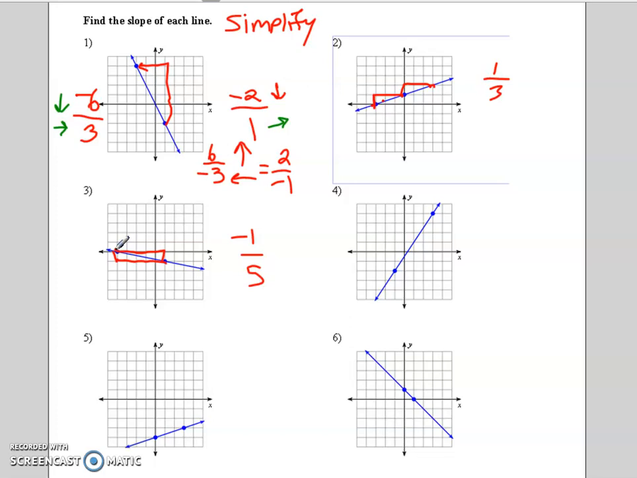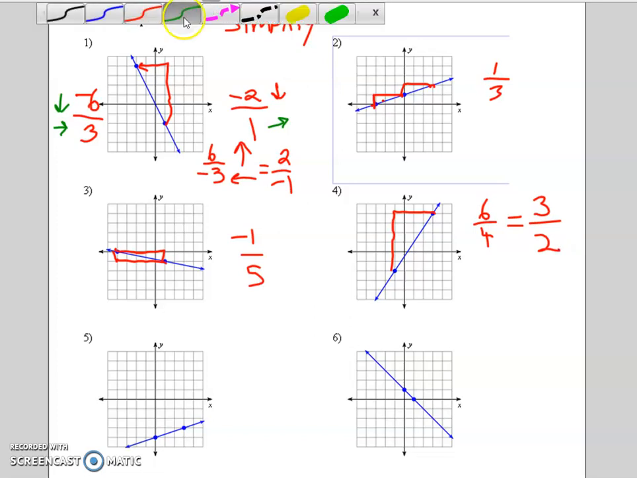And then number 4, we go up 1, 2, 3, 4, 5, 6, and to the right 4. So this has a steepness or slope of 6/4, but we always write these in simplest form, so that's 3/2. It's also 1.5. So let's think, if it was written as 1.5, you could start at any point, and then you would go up 1.5, and then to the right 1, and you would locate another point on the graph.